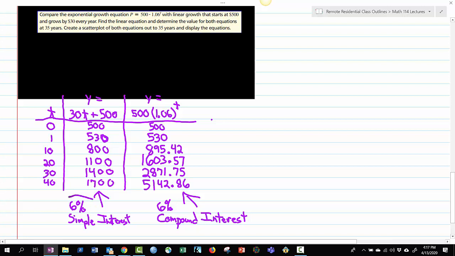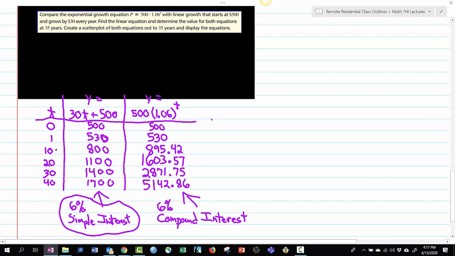You remember from before when we did interest, there's a couple kinds of interest. One kind is simple interest, which is basically the same as linear, like a line through the graph. So with simple interest, 6% of 500 is 30. Going up by 30 every year is 6% simple interest. Year 0, we start at 500. Year 1, we've got 530.